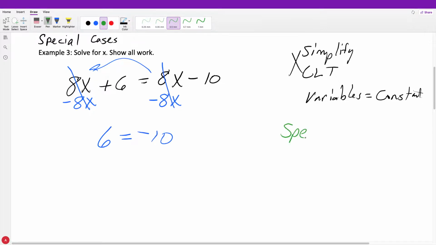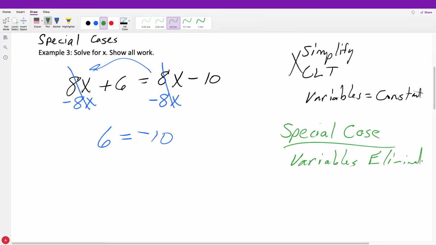You will be able to identify that it is a special case when your variables eliminate. So if you no longer have a variable left over and it completely gets eliminated, well, then you know that something is up. I don't have a variable anymore. So when we're doing special cases, it's where we are trying to solve, and when we start to move our variables to one side, they completely eliminate. And then we get the statement, 6 is equal to negative 10.